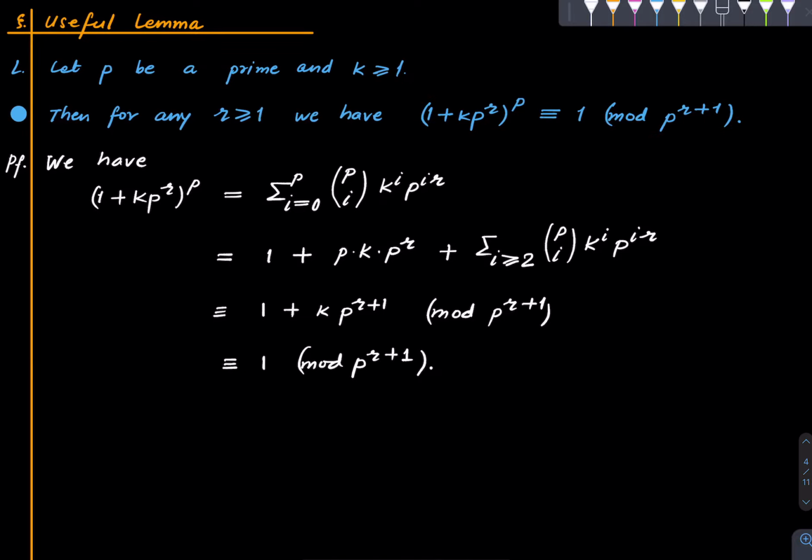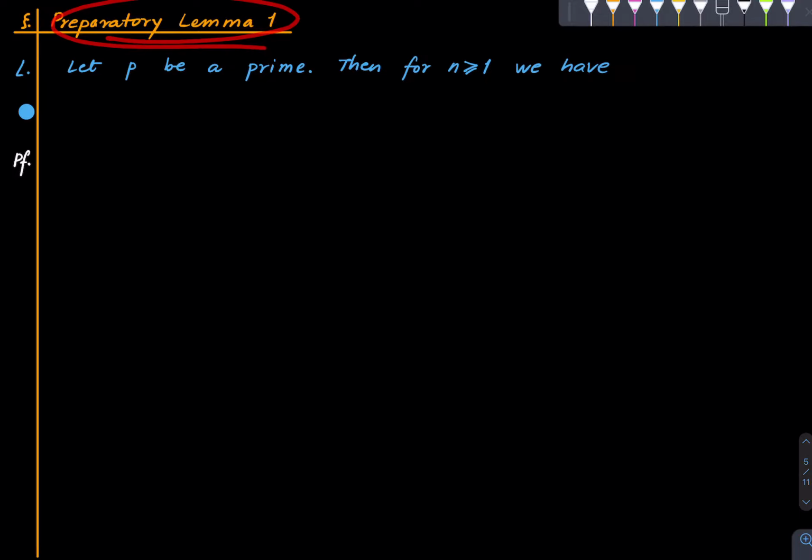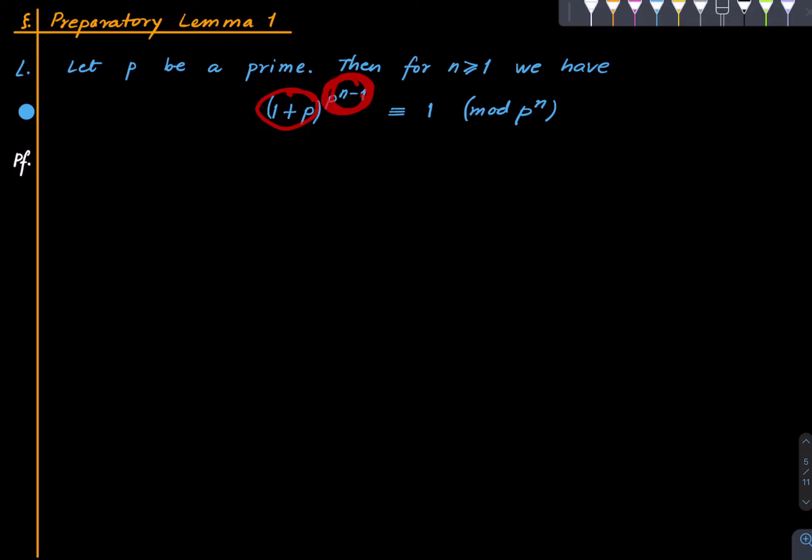So we will use this in the next one. This is our first preparatory lemma. Let p be a prime. Then for any positive integer n, we have this congruence. It looks a little better than the previous one. (1 plus p) to the power p to the n minus 1. So this is one integer, the horrible one, and this is the exponent of this guy. And that is congruent to 1 modulo p to the n. So this is true for all positive integers n.